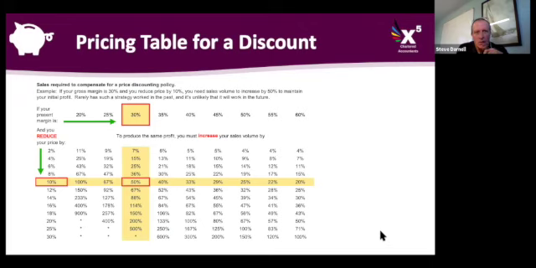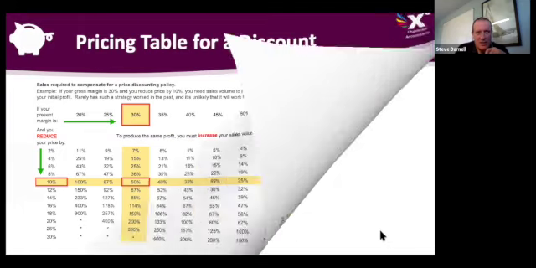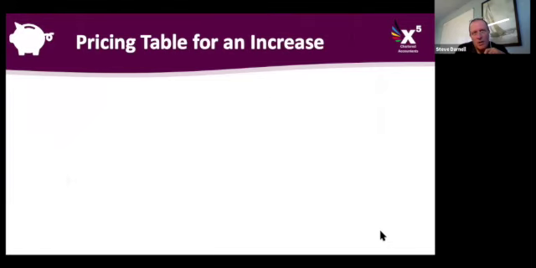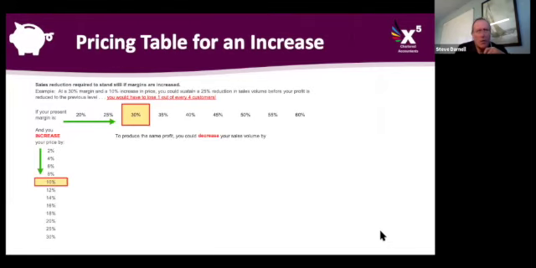And I don't know about you, but in most cases, the idea of a business decreasing prices by 10% to get a 50% increase in turnover is just not going to happen. That is a question around price elasticity. But conversely, if we look at the pricing table for a pricing increase for the same business, anyone have a guess? By how much could you reduce sales and still stand still?